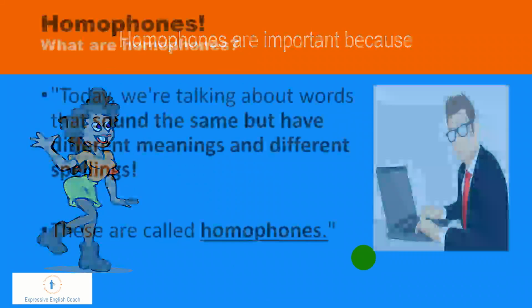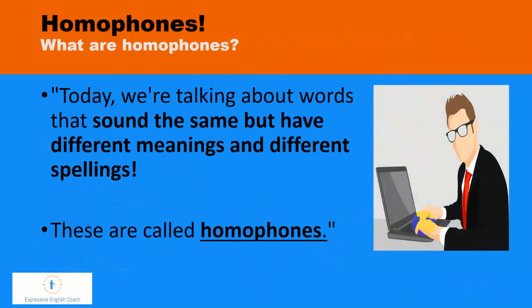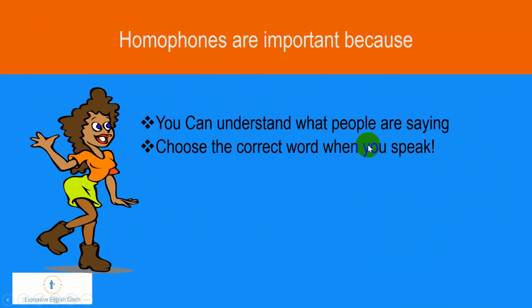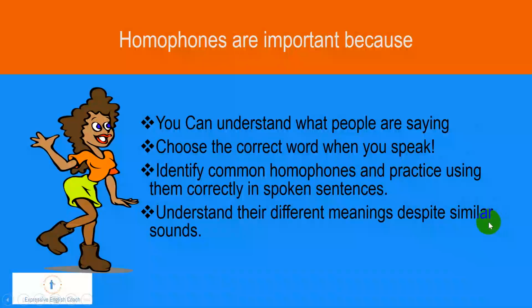Now, let's look at why we should learn homophones in the English language. There are several reasons, and they include: you can understand what people are saying, you can choose the correct word when you speak, you are able to identify the common ones, and you can practice how to use them correctly in spoken sentences. You also can understand the different meanings even if they have a similar sound.